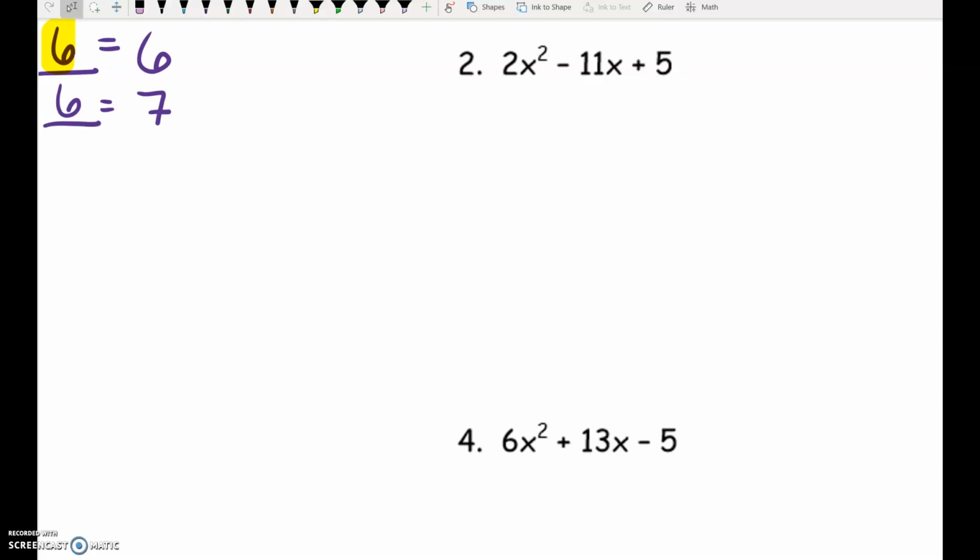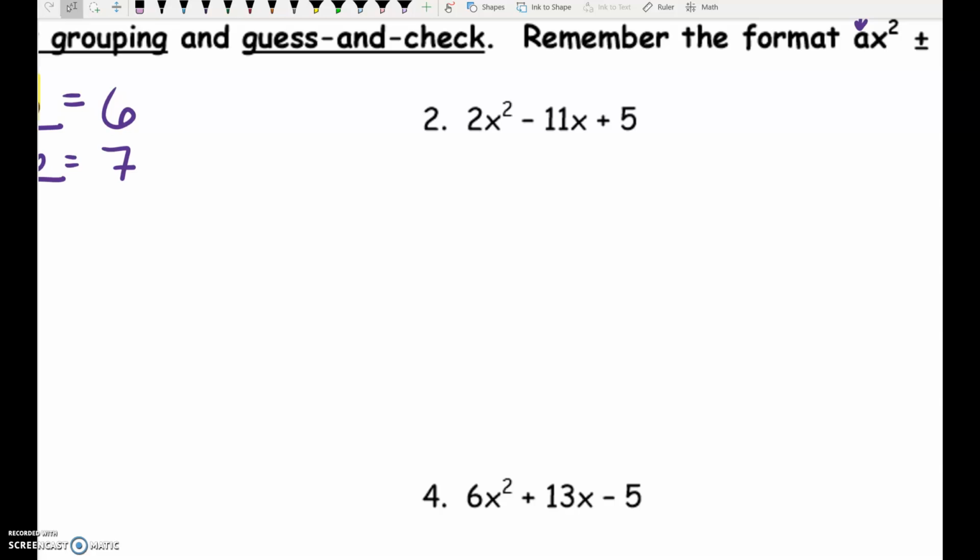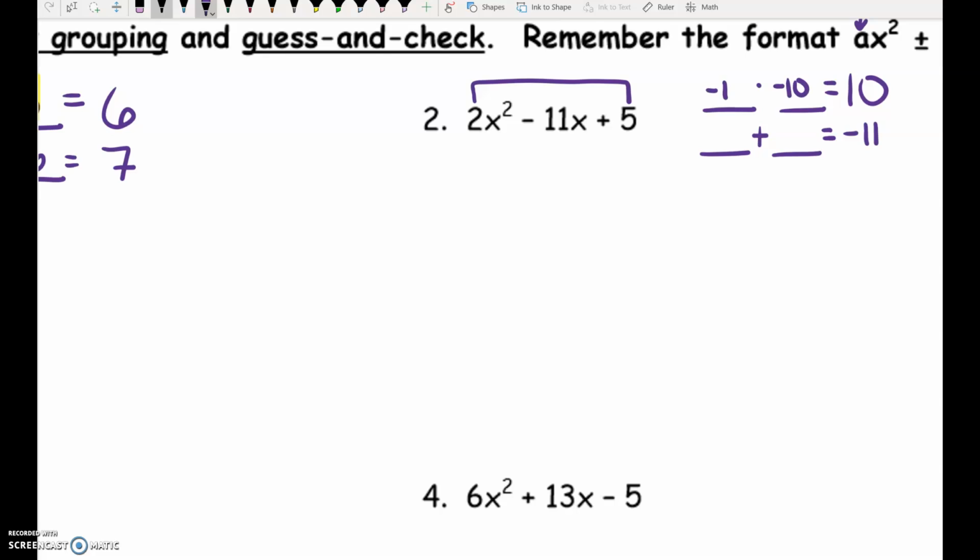Let's do one more doing guess and check, and then I'll show you another method, and then we can decide which method we prefer. Our first step is always going to be multiply your a value and your c value. So what is 2 times 5? 10. We're looking for two numbers that multiply to give us 10. Those same numbers need to add up to this middle number, negative 11. To get 10, we can do 1 times 5, or 1 times 10, or 2 times 5. Which one's going to give us negative 11? Negative 1 and negative 10.